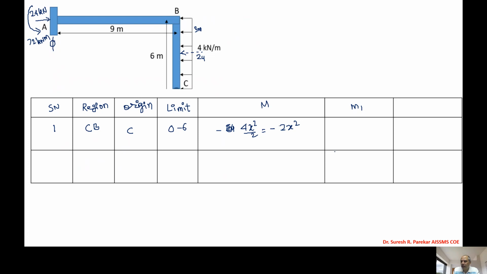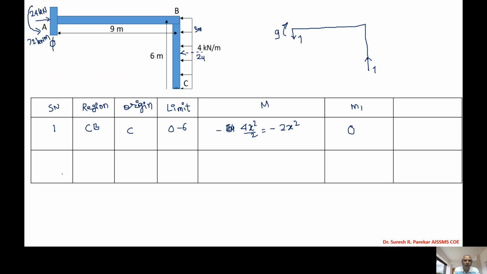The value of M1 we have is 0. Now why is M1 0? We have M1 in this fashion. We have a unit load 1, and here it will be downward 1. 1 into 9 we have anti-clockwise, so 9 we will get as clockwise. So here we have 0.